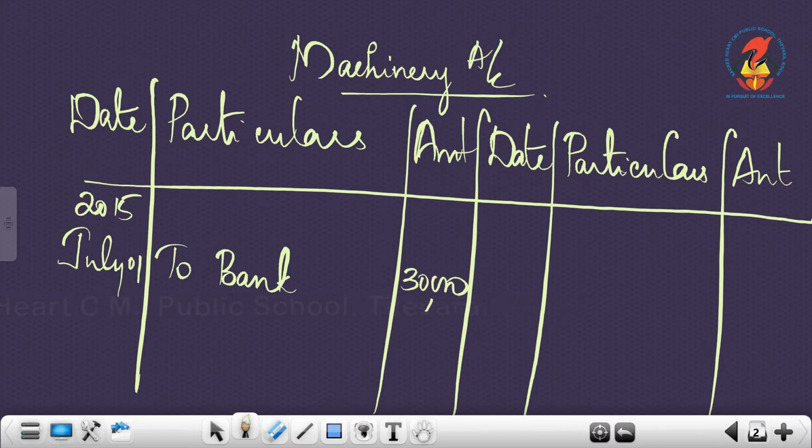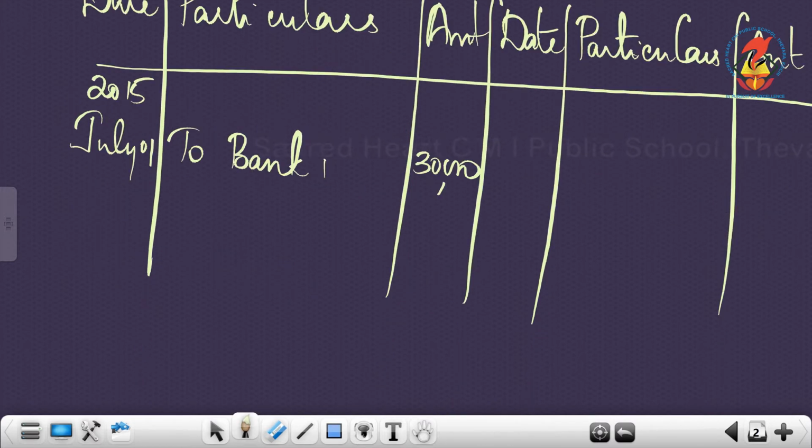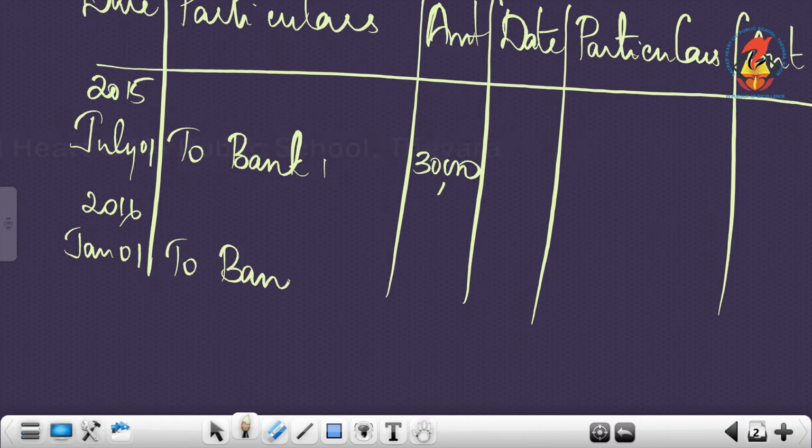Then further purchased on 1st January 2016. So you have to identify in which financial year does this date fall. So in which financial year we will take this 1st January 2016. It starts with 1st April 2015, ends on 31st March 2016. So it is in the first year itself. Understood? So we will write this as to bank 1 because that is machinery 1. Then next on 2016 January 1st, it is to bank 2, the second machinery. The amount is 20,000.